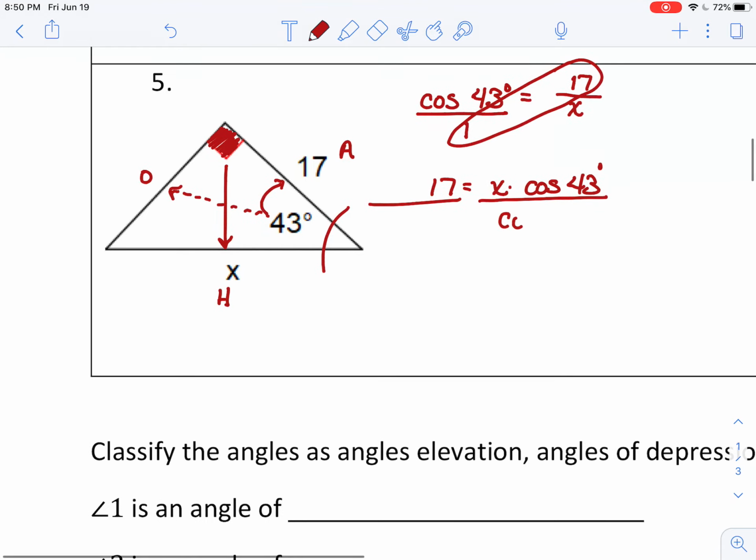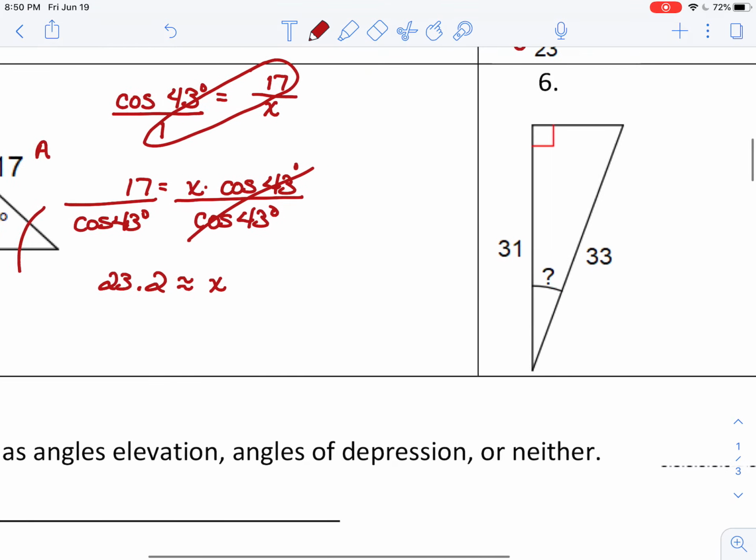And since I don't want to have that times cosine 43 there, I'm going to divide by the cosine of 43, and I'm going to do it to both sides of my equal sign. So I'm going to type in, and I'm getting 23.24-ish. So I'm just going to say it's about 23.2 for that side length.